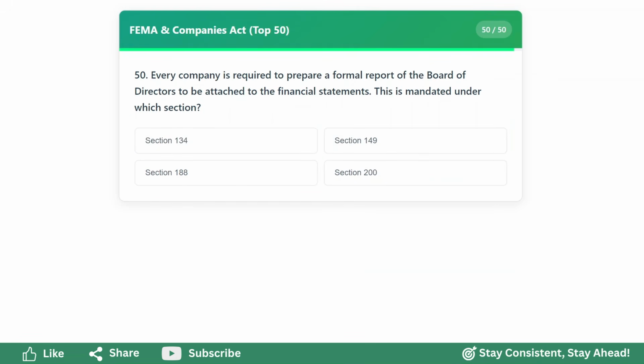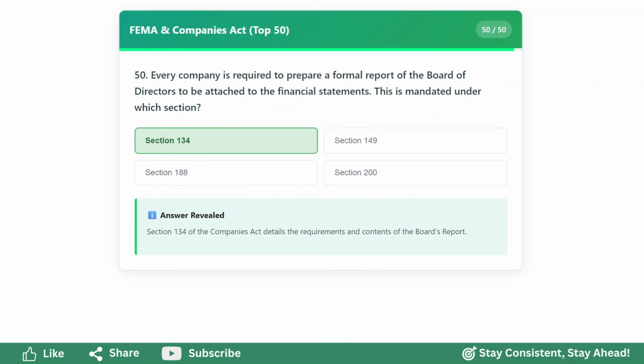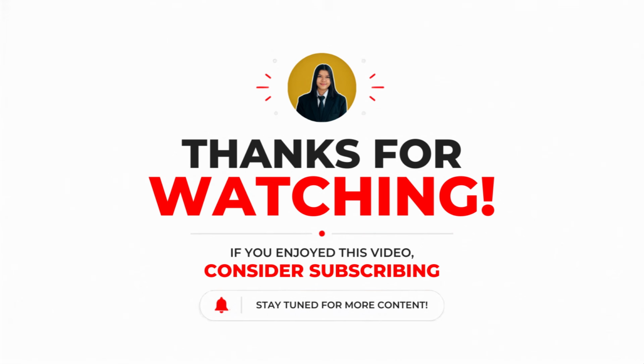Every company is required to prepare a formal report of the board of directors to be attached to the financial statements. This is mandated under which section? Section 134.